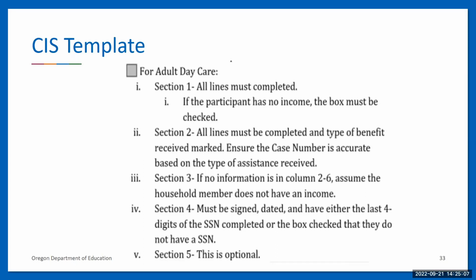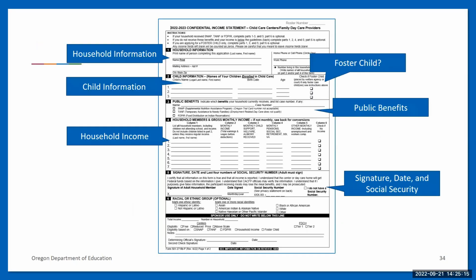This section is a guide as how to determine if a section of the CIS form is complete. In order for the CIS to be considered valid, Section 1, Household Information, Section 2, Child, meaning participants, information, and Section 5, Signature, Date, and last 4 or no Social Security number, must be completed. Like the CEF, the CIS is valid from the month it is signed in until the end of the same month 1 year later.